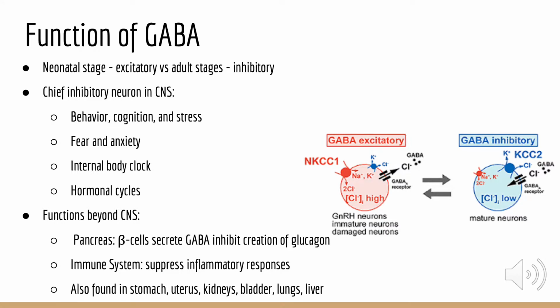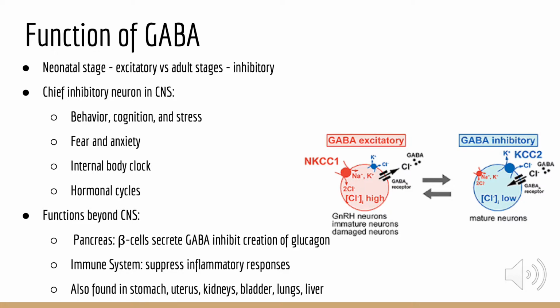GABA is the chief inhibitory neurotransmitter in the central nervous system. It plays an important role in behavior, cognition, and the body's response to stress. It also helps to control fear and anxiety, and it's involved in maintaining the internal body clock by regulating circadian rhythms. In addition, it plays a role in the reproductive functions by influencing hormonal cycles.